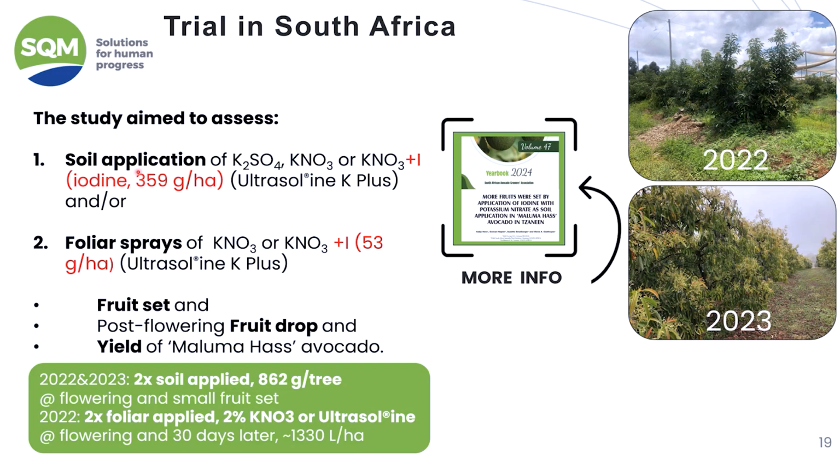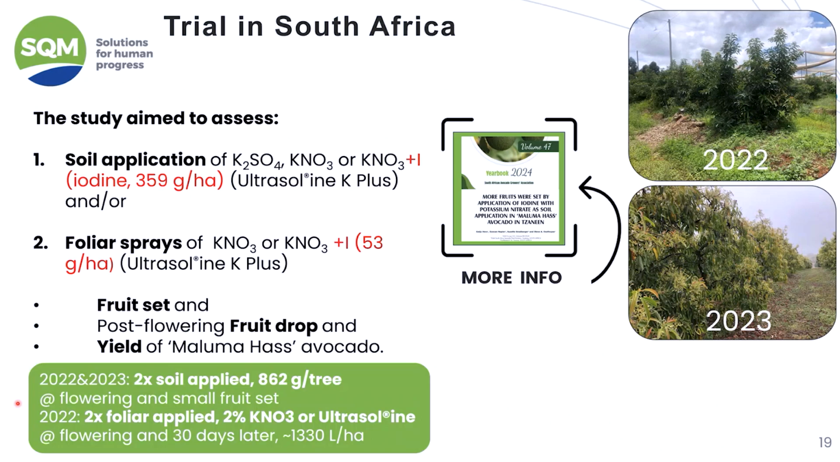We applied soil iodine at a rate of 359 grams per hectare, and two foliar sprays of iodine, which will only apply 53 grams of iodine per hectare. And in my opinion, that's pretty low. But if you would time it exactly right, maybe you can find an effect. And we looked at fruit set, fruit drop, and yield of Maluma Hass avocado in the Tzaneen area.